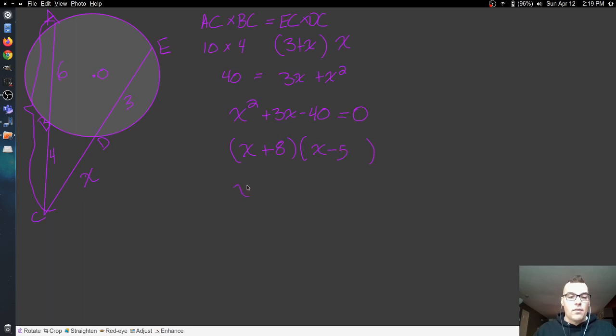So then I could have that X plus 8 equals 0, or X minus 5 equals 0, which would give me that X equals negative 8. I'm going to reject that root because I can't have a negative length of a line segment. And the one that I would accept is that X would equal 5. So there's that whole rule and the way you would apply it going into place.